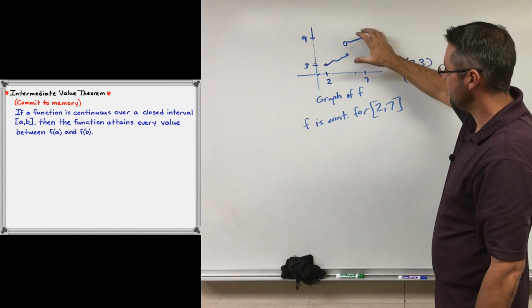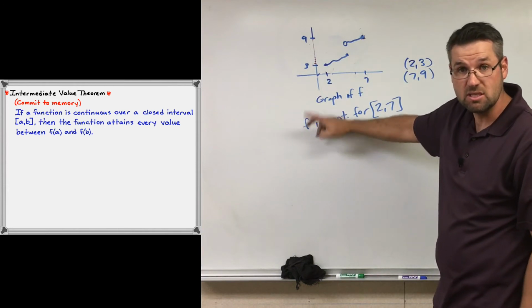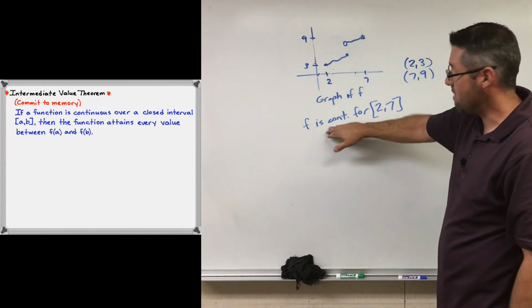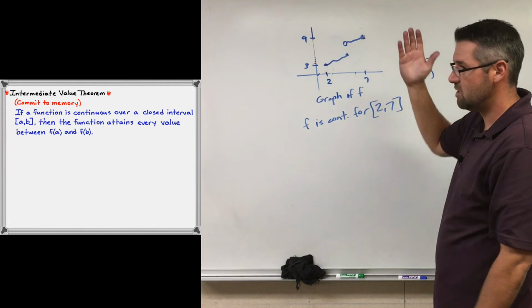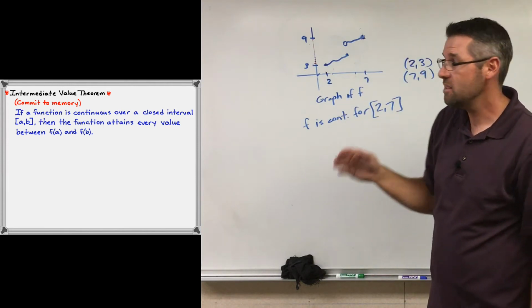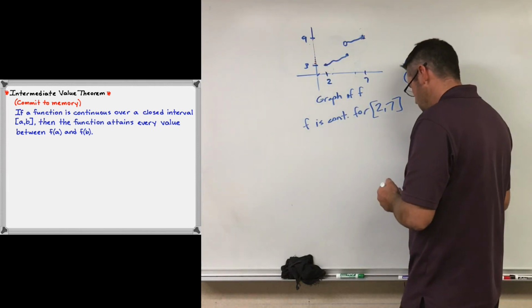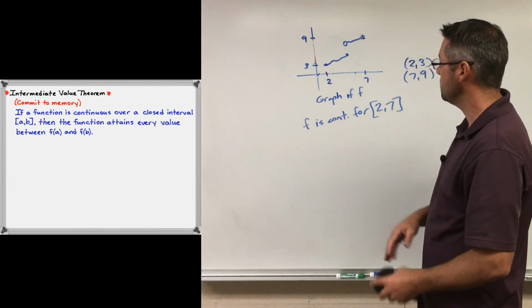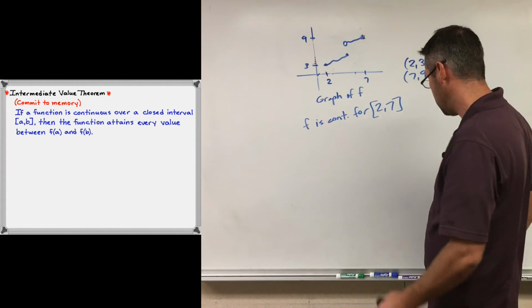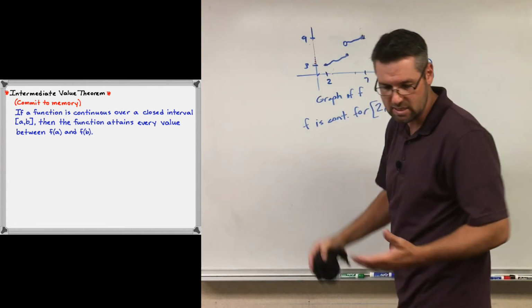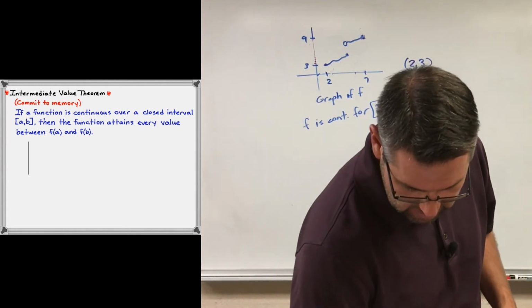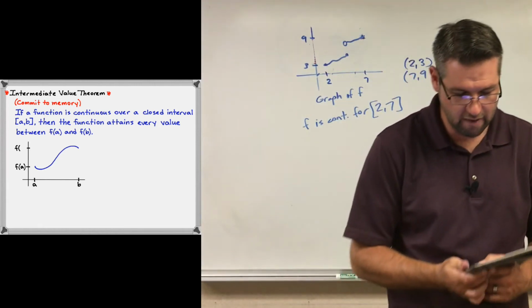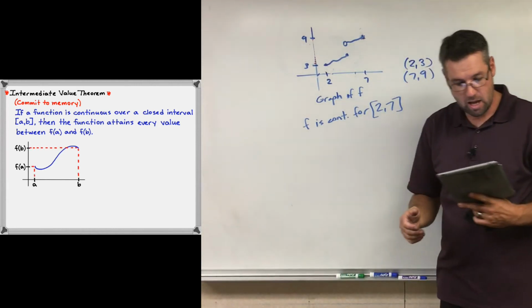But what's wrong with this? f is not continuous. This is a jump discontinuity. And therefore, the hypothesis is broken, which means the intermediate value theorem doesn't apply. The function has to be continuous. And there is no example that I can give you where the function is continuous that you don't hit every value between 3 and 9. That's basically what the intermediate value theorem says. Let's go ahead and take a look at another graph. Maybe this will help you out a little bit.